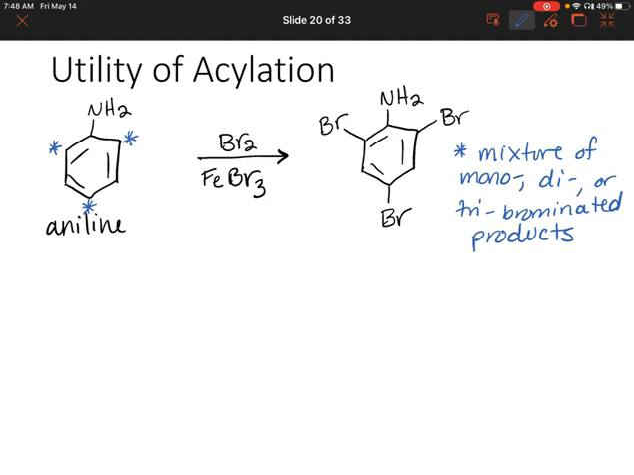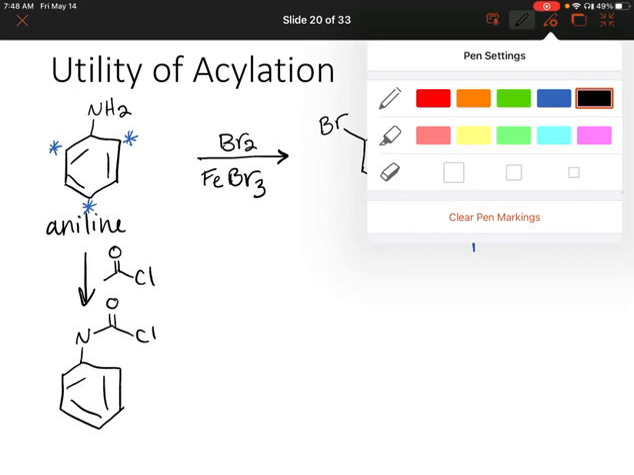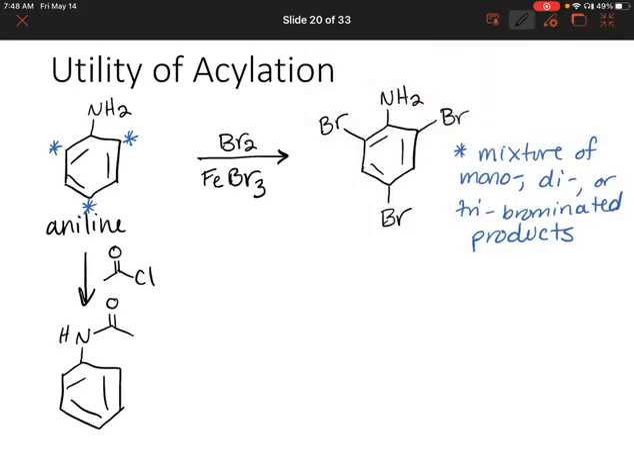Okay, and maybe in some instances we would want that, but what if we just want bromine to add once? Well, it is really difficult to add just one equivalent of bromine, so another option is to use acylation. So we'll add an acyl chloride, and that will add to our nitrogen. Oh, chlorine will not be there. So now if we add bromine, where do you think bromine is going to add?